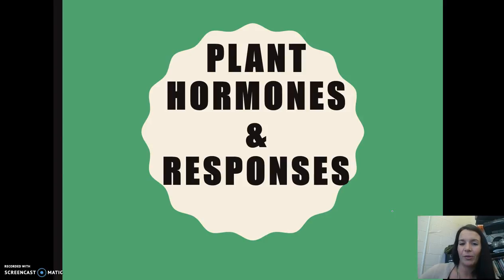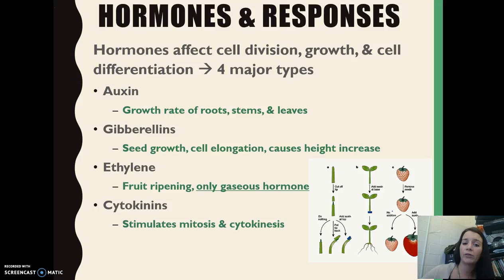Next up is the fun stuff that plants do. So plants actually can respond to things, and they do have hormones that trigger things as well. There are 4 major types of hormones that we're going to talk about: auxin, gibberellins, ethylene, and cytokinins. Now, these affect things like cell division, growth, cell differentiation, even the ripening of fruits.